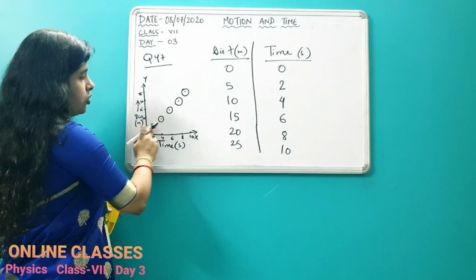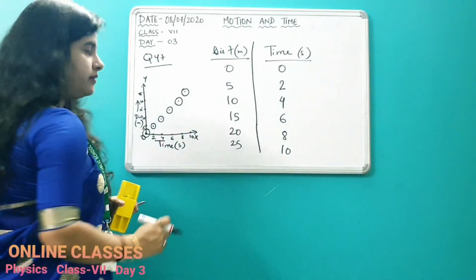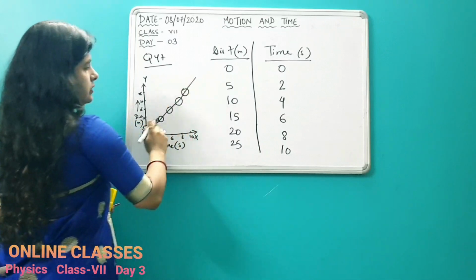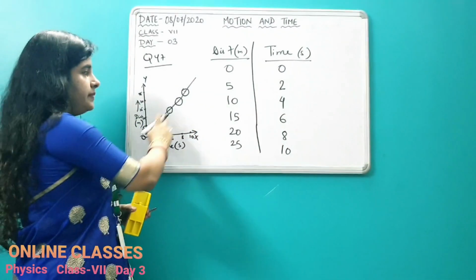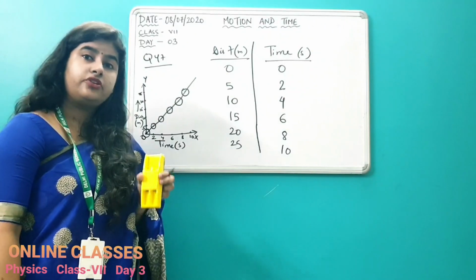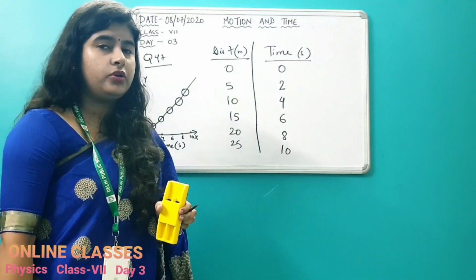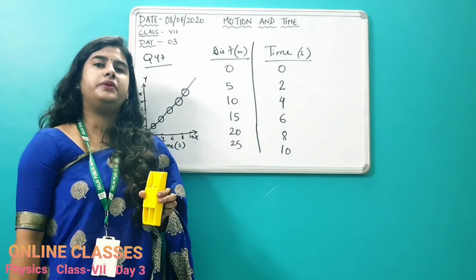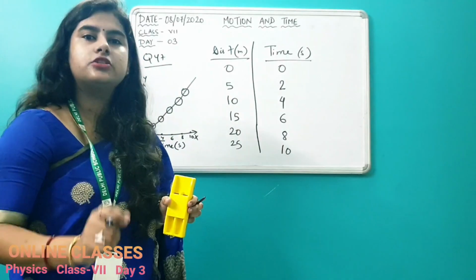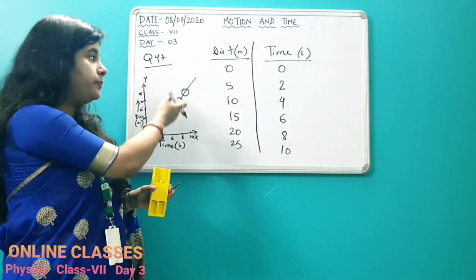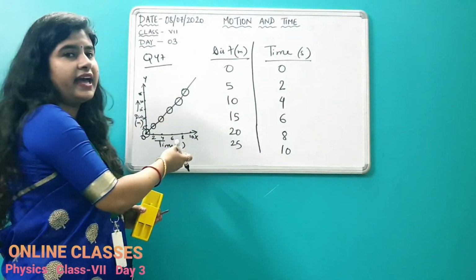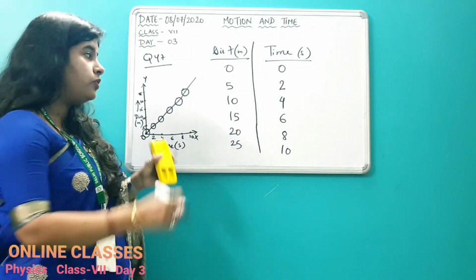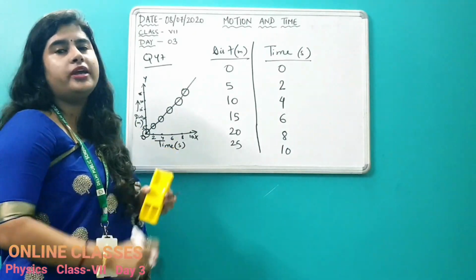Now I am going to join all these dots together. Let me join the dots and let me see what kind of line I am getting. I am getting a straight line. And remember one thing, for uniform motion, your distance time graph will always be a straight line. This is the first question given to you, that you have to plot the distance time graph, and this is what I have done. I have plotted the distance time graph.